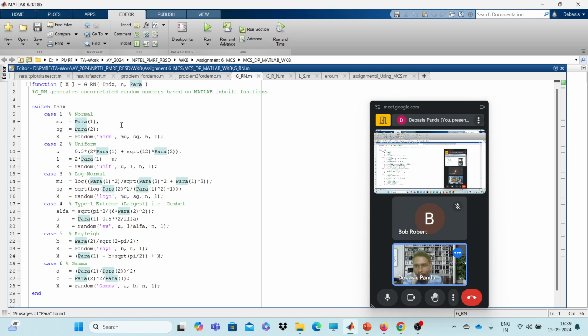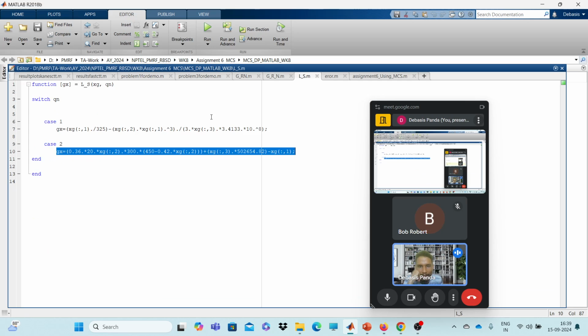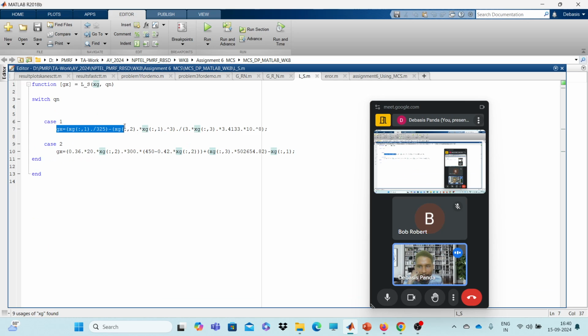Now, once this function gives me the number of samples, come to the code. Here xg will store all the random numbers based on the input I have provided. Now xg contains all the generated samples. What I need to do, using those generated samples, is check my limit state function. So I need to call the limit state function. This is the limit state function with xg1, xg2 and xg3. Look, for three random variables, xg all comma 1 means it will collect the first random variable. Xg all comma 2 means it will collect the second random variable.